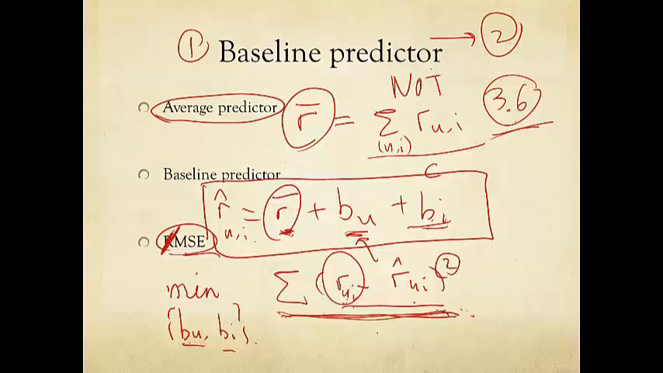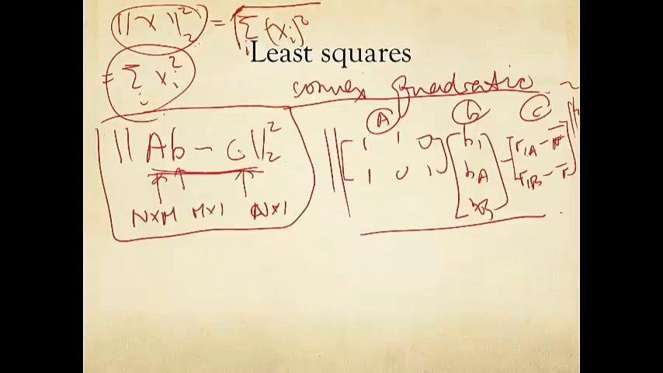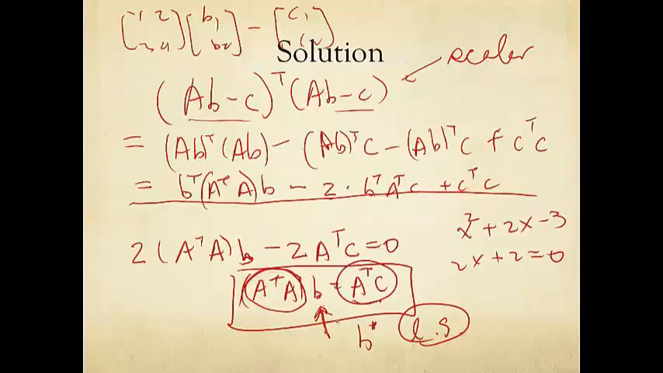It turns out picking the right bu and bi, and therefore completing this baseline model, boils down to solving this kind of problem. And this kind of problem is called least square in this format. And the least square solution is simply the solution to this linear equation. We'll go through a complete numerical example towards the end of the lecture, but this is a quick summary of where we have been. Okay.